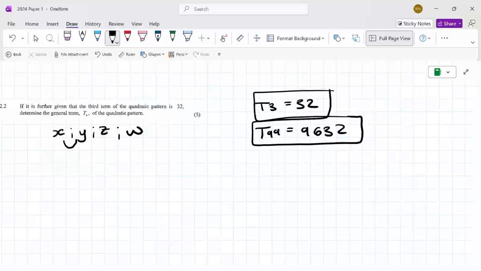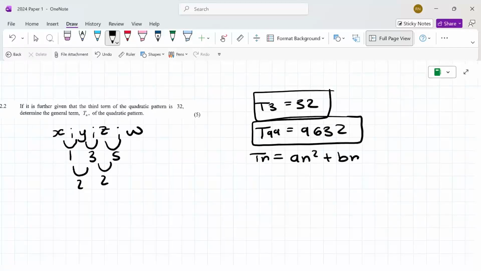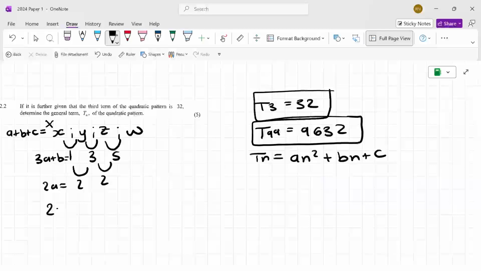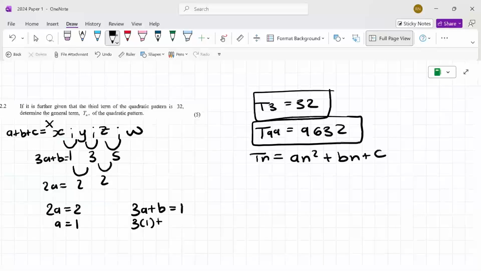Okay. We know the difference between these is 1, 3, and 5, and the second difference would be 2 and 2, right? We're looking for the Tn formula, which is in the form of an squared plus bn plus c. And so we have 2a is equal to this, 3a plus b is equal to this, and a plus b plus c is equal to this. We don't know what our x is, so we're probably not going to use this last formula. But to find a, again, 2a is equal to 2, and so a is equal to 1. To find b, 3a plus b is equal to 1, so 3 times 1 plus b is equal to 1, and b would be equal to minus 2.